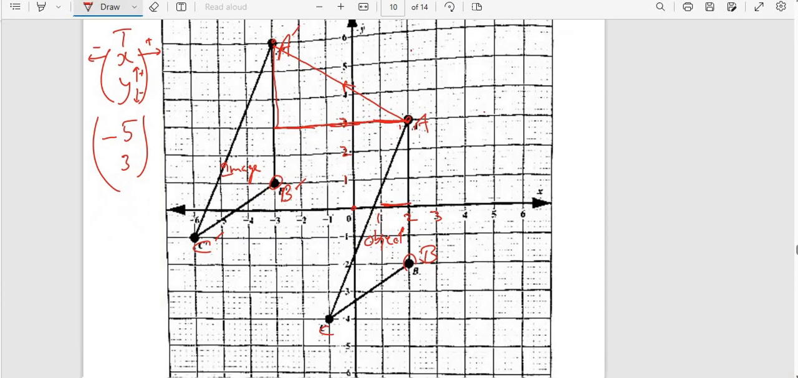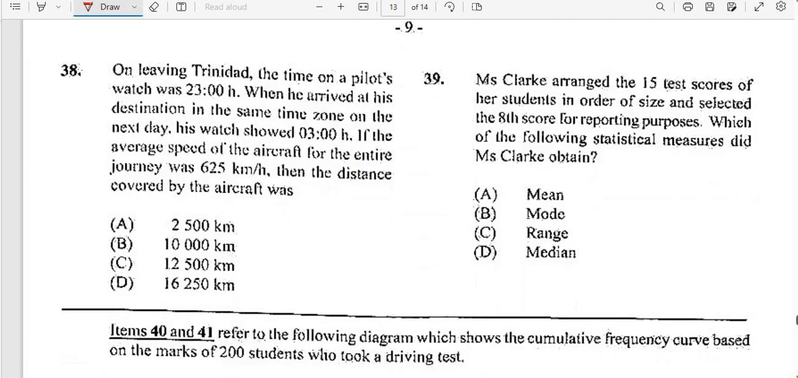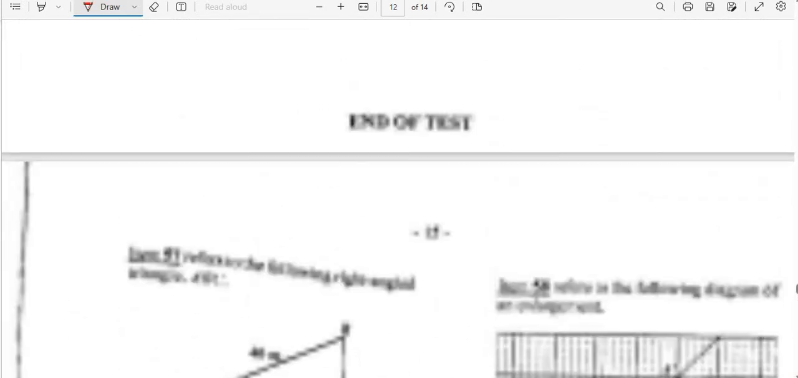Okay, so that's helpful. So describing the shape, we say that triangle ABC has been translated to triangle A prime, B prime, C prime by the translation vector negative 5, 3. We missed 38 and so forth, but that's fine. We're going to get back to those.